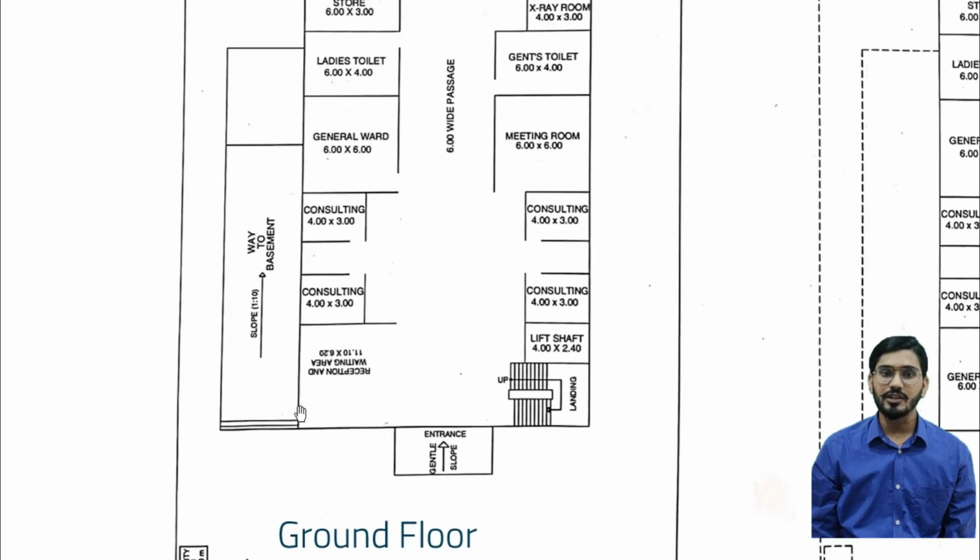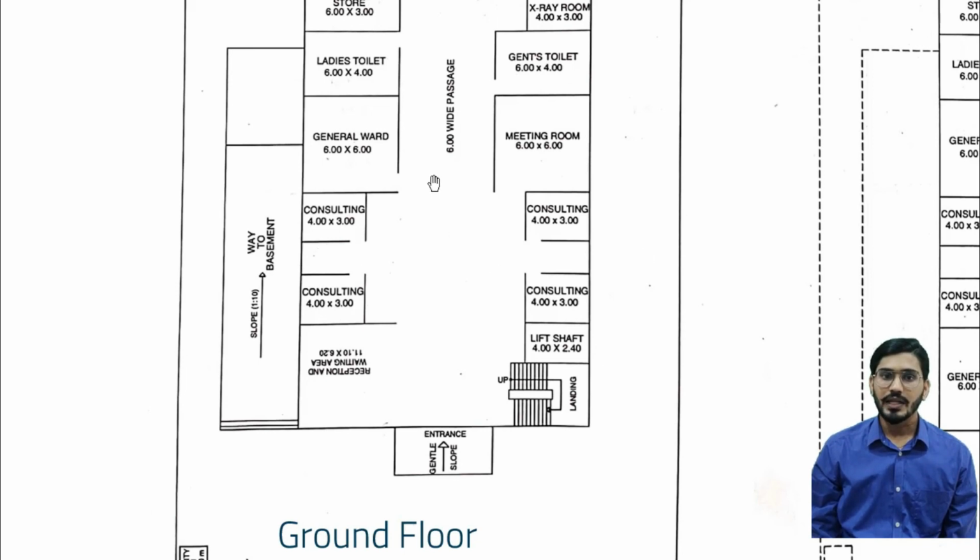Then on the left hand side, you will find a reception center where you can ask for any help, or for new case registration you can communicate here. So it is at the entrance. Based on certain activities, you have to place the components in such a way that one can have maximum benefit of the space. The dimension is 11.10 meter by 6.20 meter. Then the consulting room, which is very next to reception.